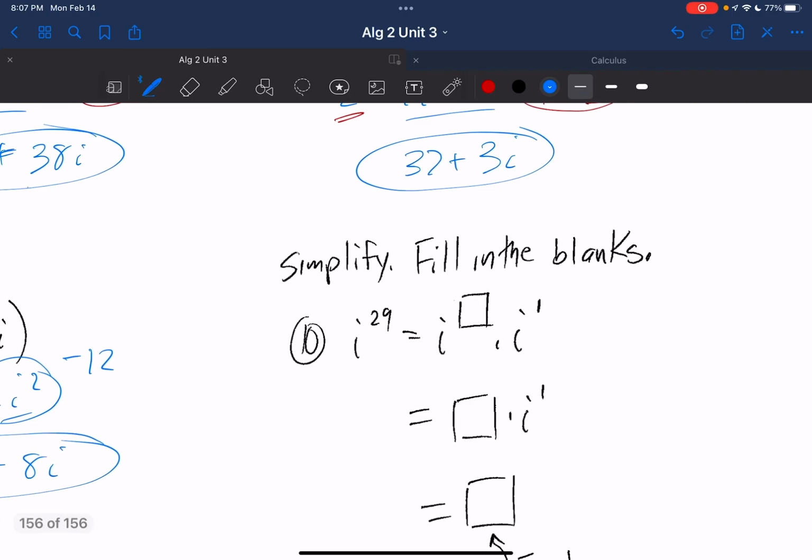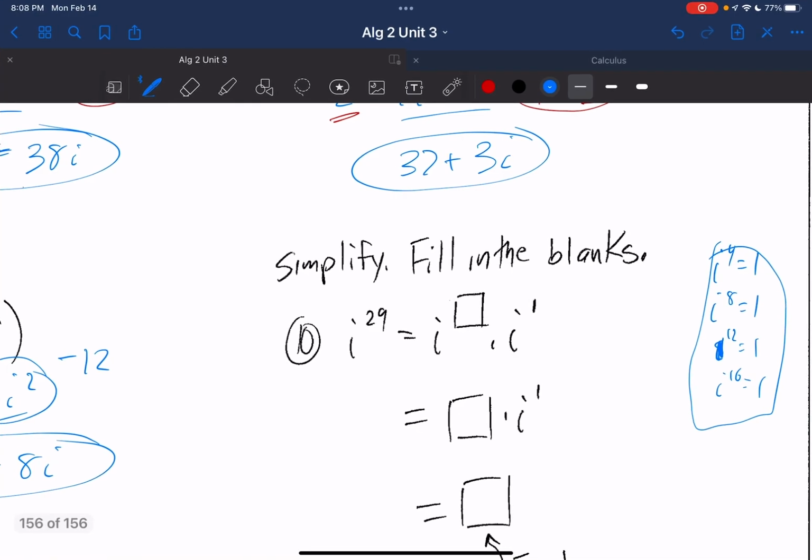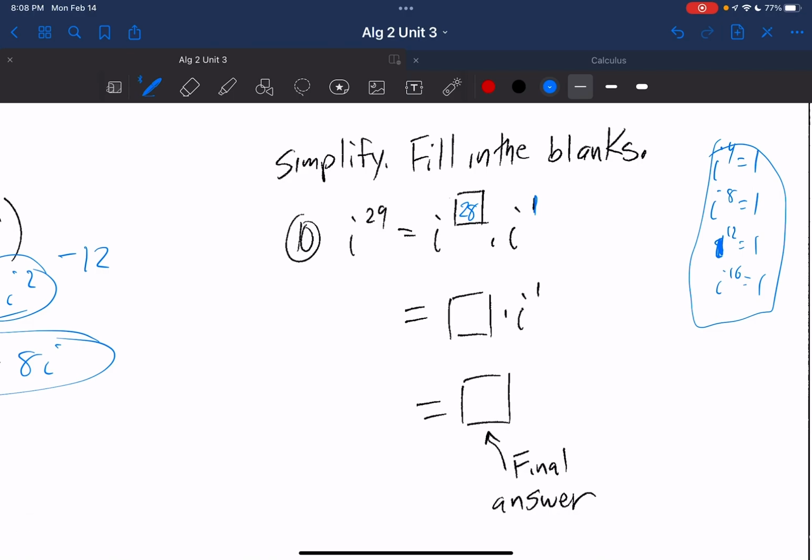The last one here is a pattern that we talked about. i to the 4th is 1. i to the 8th is 1. i to the 12th is 1. i to the 16th is 1. So all multiples of 4 are 1 when you have the i business. That's why I split this up into 28 and 1: i to the 28th times i to the 1st. i to the 28th is just 1 because it's a multiple of 4. So 1 times i is just i. The final answer is i.